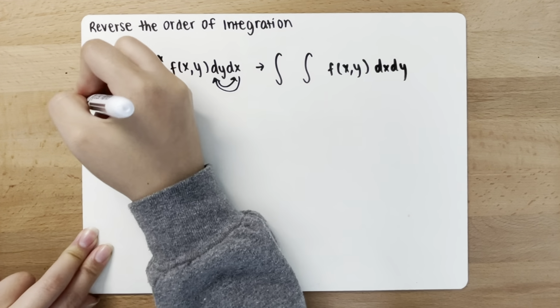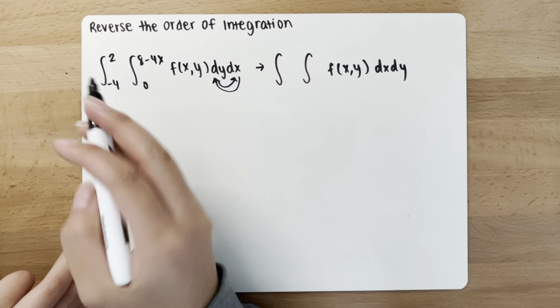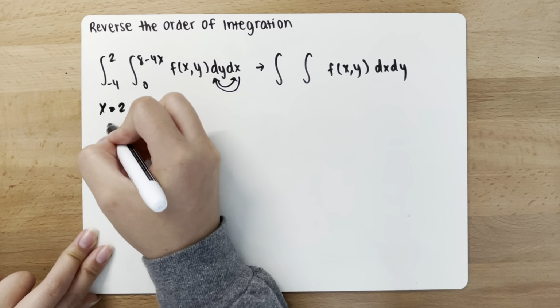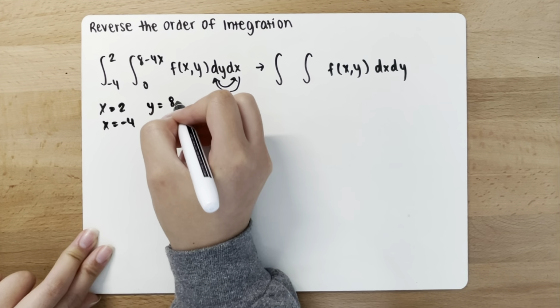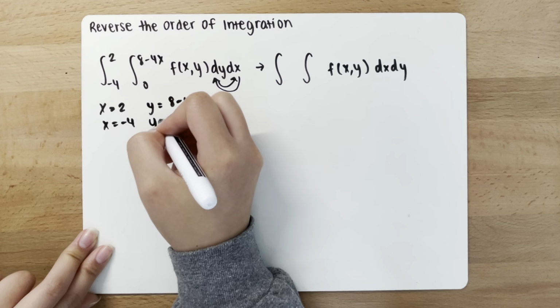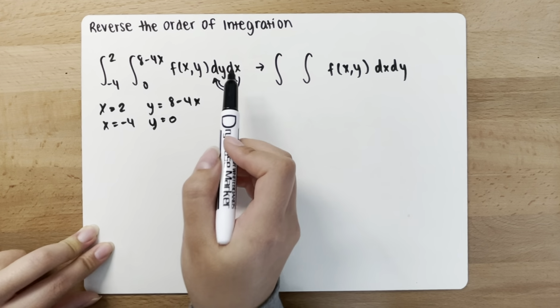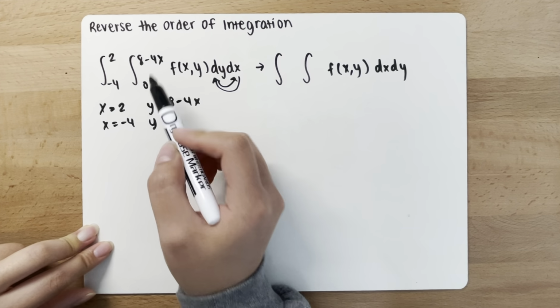The first step you want to do is to write out all of the x and y values. So x equals 2 and x equals -4, y equals 8 minus 4x, and y equals 0. Do you understand where I got each value? So for x, it's 2 and -4. For y, it's 8 minus 4x and 0.